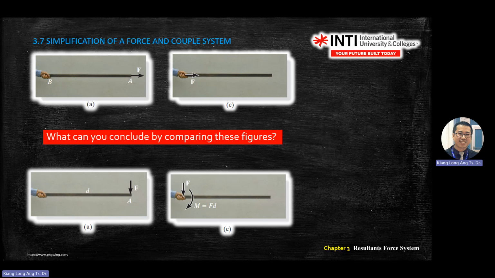However, if you want to move a force that is perpendicular to the axis, let's say you move it from position A to position B, the magnitude still maintains, the direction still maintains. However, it will generate a moment at location B. So these are the consequences if you transfer a force from one location to another, whether it is along the axis or perpendicular to the axis.